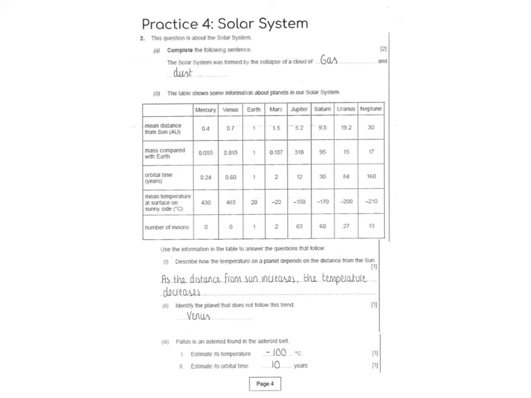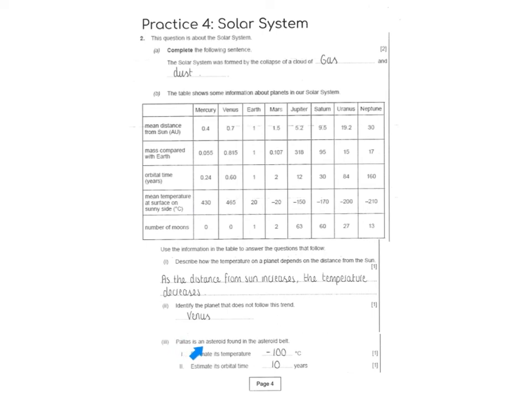The table shows some information about planets in our solar system. Use information in the table to answer the questions that follow. Describe how the temperature of a planet depends on the distance from the sun. So we're just looking at the trends. As the distance from the sun increases, the temperature decreases. Identify the planet that does not follow this trend. So if we're looking at temperature, it's here. The planet that doesn't follow the trend is Venus, because it doesn't decrease, it increases at Venus.